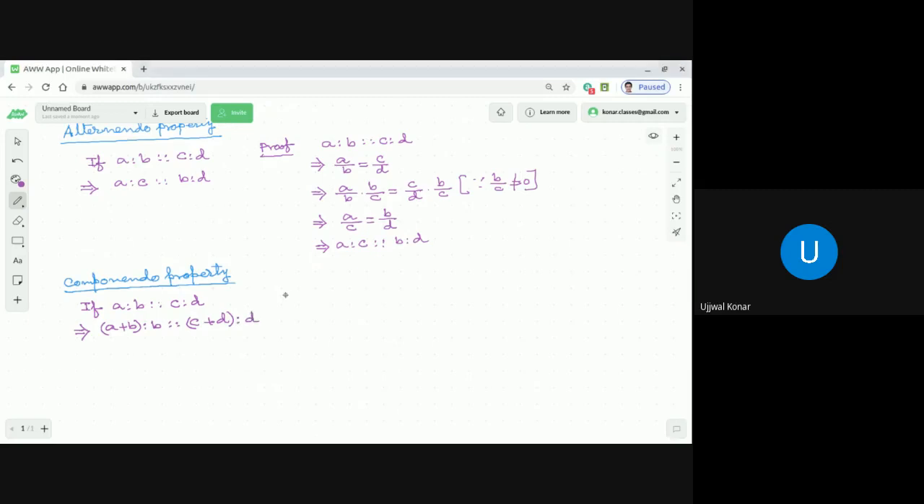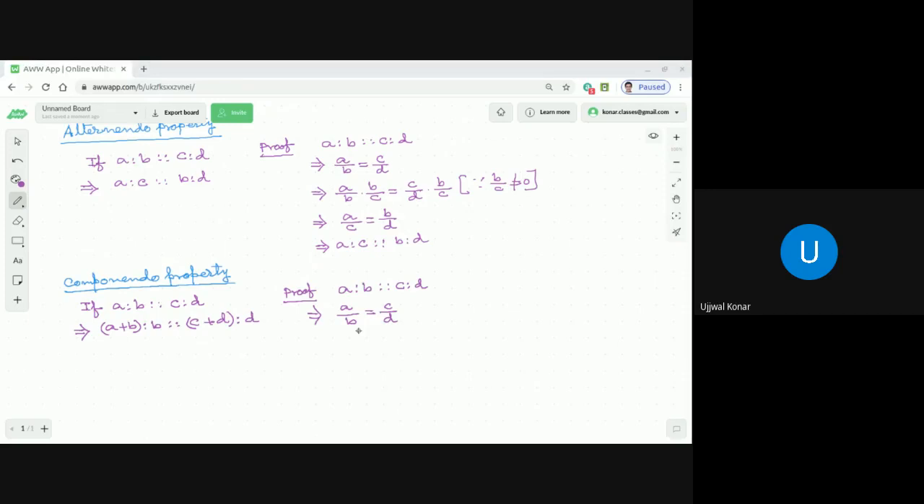Okay, we can prove this. How to prove this one? A is to B is equal to the proportion C is to D. This implies what? This implies A by B is equal to C by D.